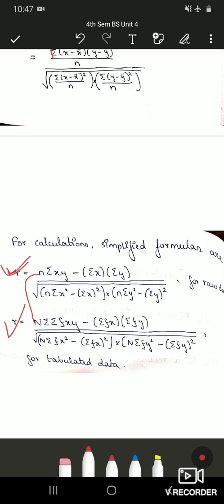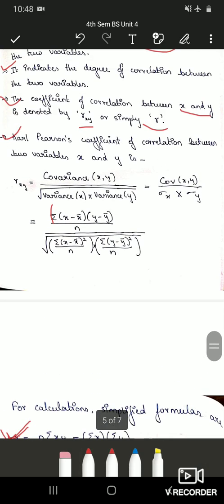In place of small n, you will have capital N, and here you have double summation. Because in tabulated data a frequency comes, you have to multiply with f for all the terms. So it is double summation fxy minus summation fx into summation fy, whole divided by capital N summation fx square minus summation fx whole square, into N into summation fy square minus summation fy whole square. There is again another bracket over here. So from the next class we will solve problems.